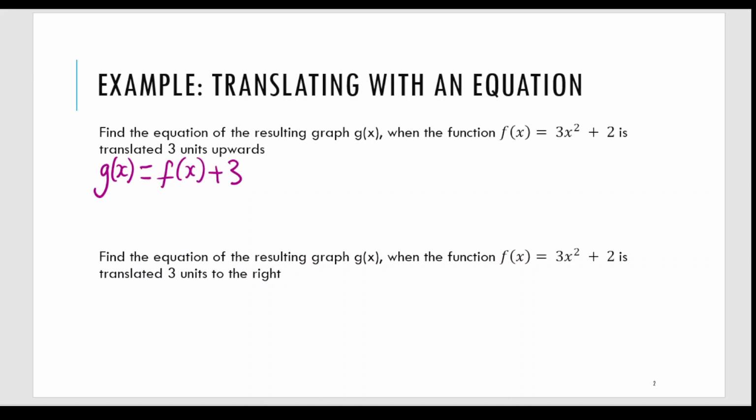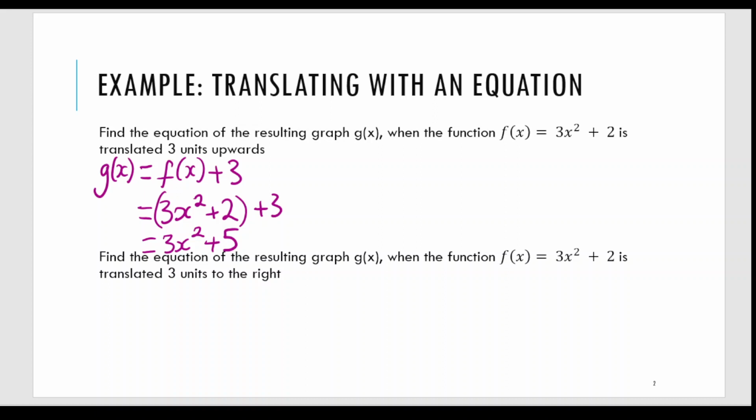Now we're going to input this function, this f of x up here, into our new equation where f of x is now. So we end up with 3x squared plus 2 plus 3. Then all we do is turn it into 3x squared plus 5, and that's our solution. So that is what our equation is going to look like if we translate it 3 units upwards.